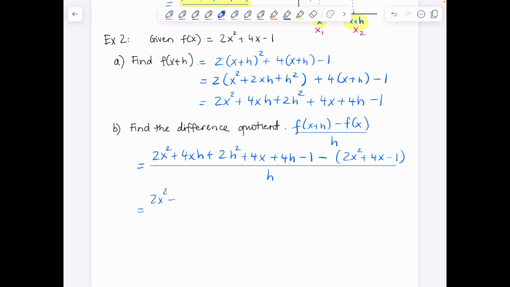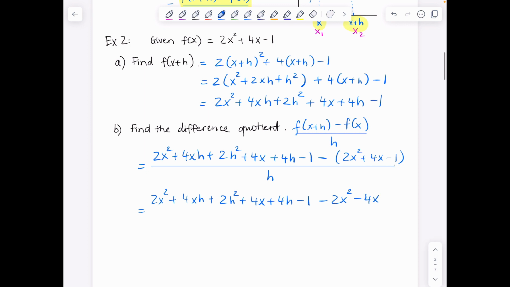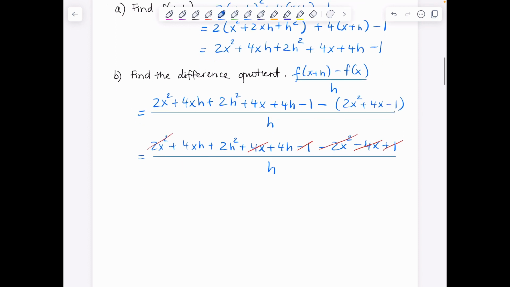Now we are going to distribute that negative sign so that we can combine like terms, hopefully. So here we go. Minus 2x squared minus 4x plus 1. Everything is over h. Let's see what we can cancel. 2x squared cancels with negative 2x squared. 4x cancels with negative 4x. And negative 1 cancels with 1. So we are left with 4xh plus 2h squared plus 4h over h.